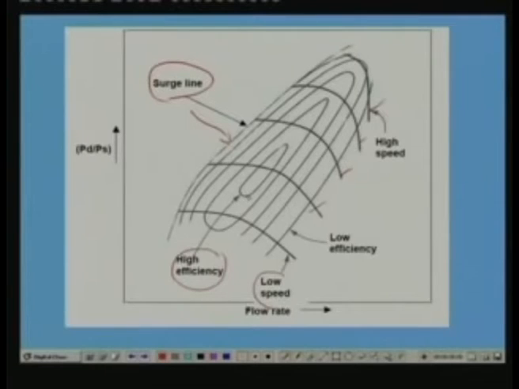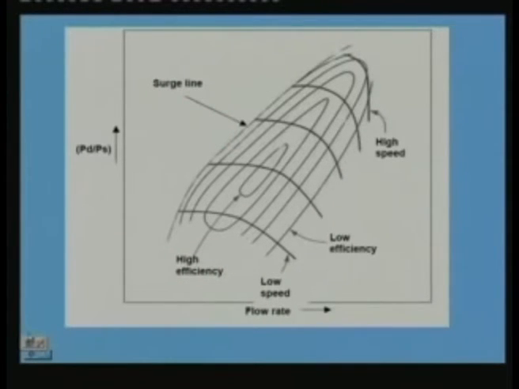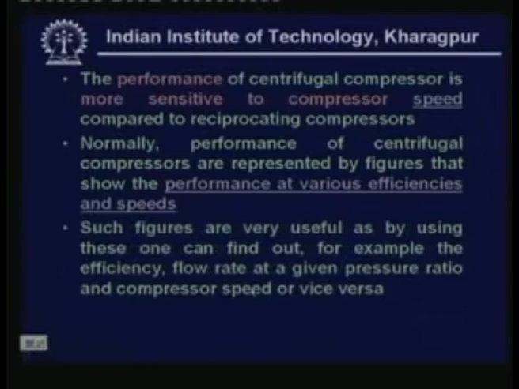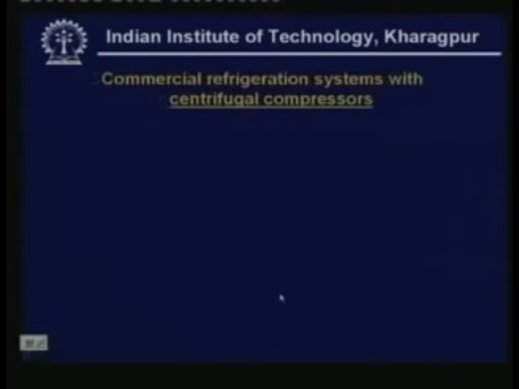For example, you want to find out, let us say that at a particular flow rate, and you know the pressure ratio, then you can find out what will be the efficiency that you can expect and what is the required speed. Okay, right. That means given any two parameters you can find out the other parameters using these curves. Okay, they are very useful performance curves. Okay, so these I have already explained.